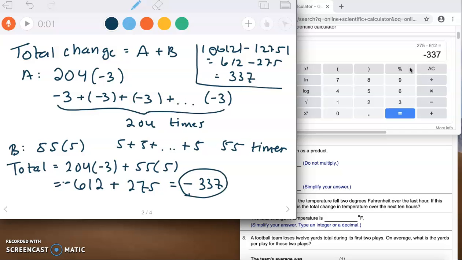So we would say that the total change in the stock for that day is -$337. So basically, this guy lost $337 in his stocks that day.